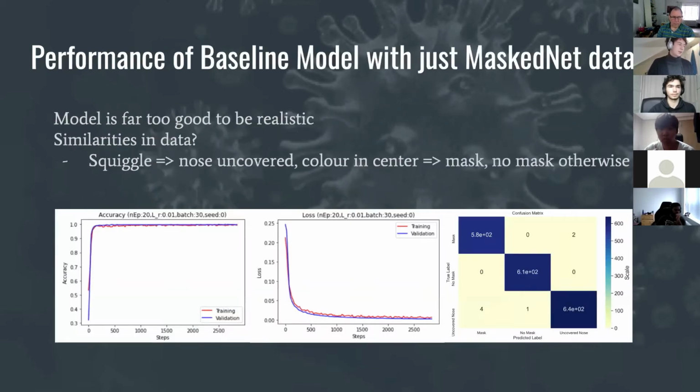Next slide, please. So the first thing that we wanted to do, using the baseline model, just the CNN, we trained it on just the MaskNet data, which had the Photoshop. And as you can see, we achieve close to 100% accuracy very near the beginning. So obviously, this is far too good to be realistic. So next slide, please.